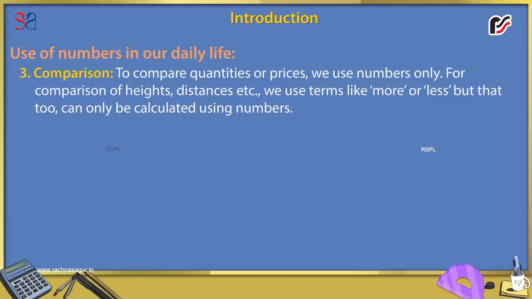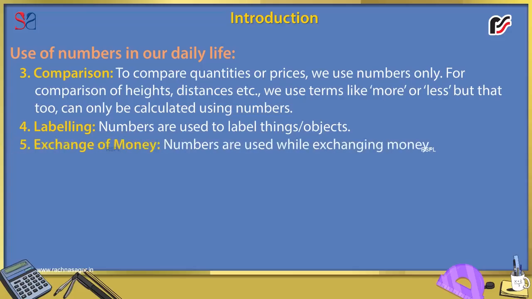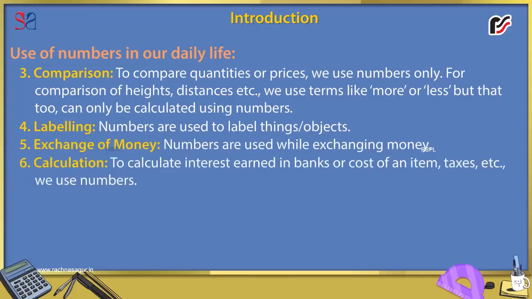Comparison. To compare quantities or prices, we use numbers only. For comparison of heights, distances, etc., we use terms like more or less, but that too can only be calculated using numbers. Labeling. Numbers are used to label things or objects. Exchange of money. Numbers are used while exchanging money. Calculation. To calculate interest earned in banks or cost of an item, taxes, etc., we use numbers.